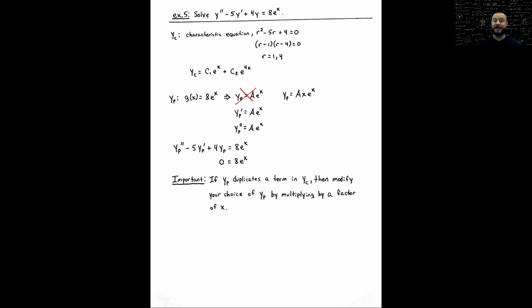So instead of using yp as a times e to the x, we multiply that by an extra factor of x, and we try instead a times x e to the x. All right, now understanding that undetermined coefficients, actually we have to be careful with choosing yp. We have to look at our complementary solution. With that out of the way, see if you can use this modified choice for yp to solve for the value of a. It should work out in this case.